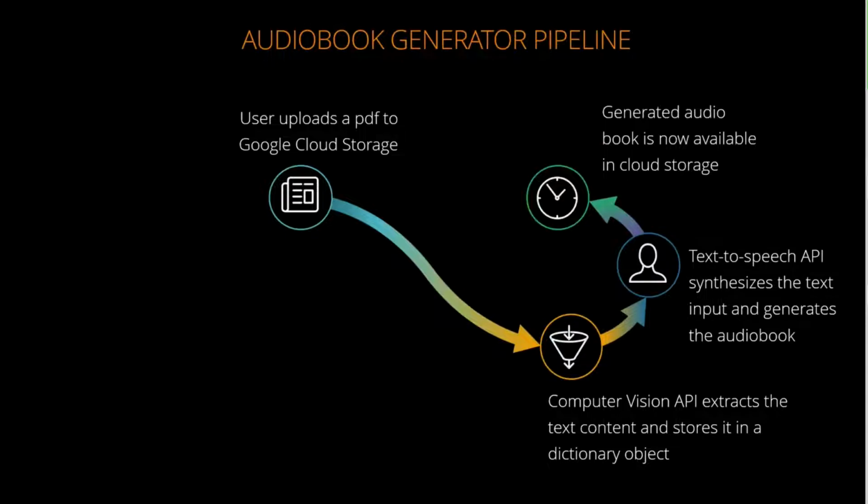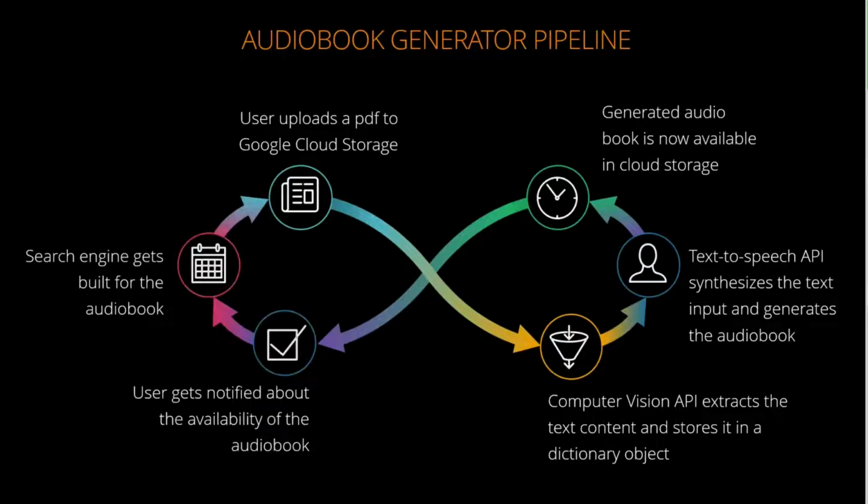Right? So we also need to make some permission level changes so that the audiobook that gets created and stored in the cloud storage bucket, users can access it through the URL. Right? And then finally, search engine gets built. All the content is going to be indexed, and it's going to be available as part of the database. It's stored in the database, and you can actually go ahead and start searching for content inside that audiobook. Right? So this is how the end-to-end audiobook generator pipeline works.